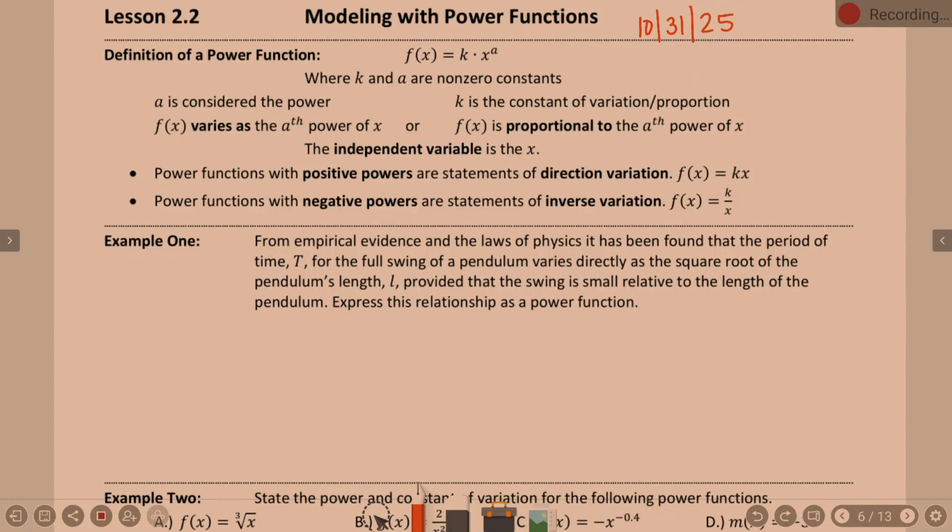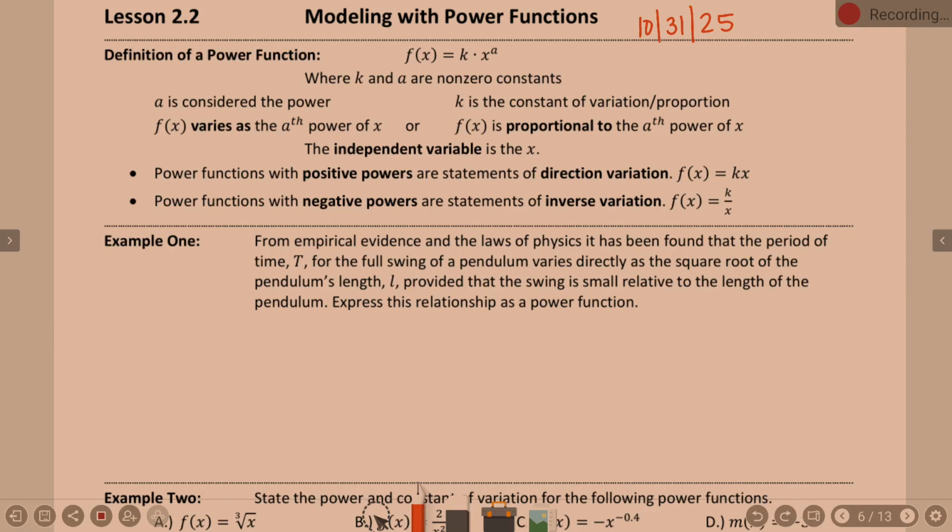Lesson 2.2 is modeling with power functions. Basically, learning what a power function is, what isn't a power function, everything that goes along with power functions. Now, the big thing to keep separated, and we'll talk about down at the bottom of the notes, is that what we've been talking about lately have been polynomials. And you'll notice the very bottom thing talks about what a monomial function is, which is just one piece of a polynomial.